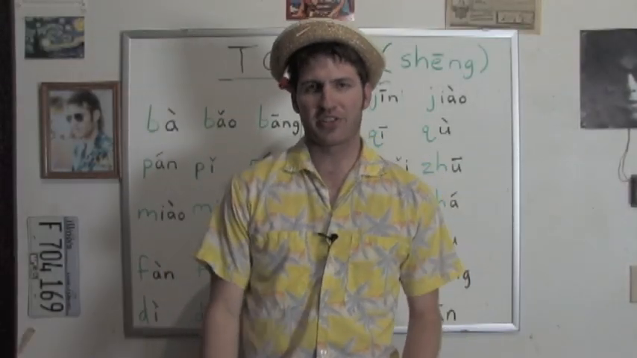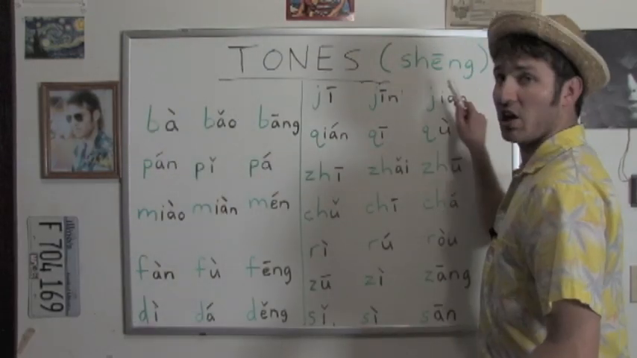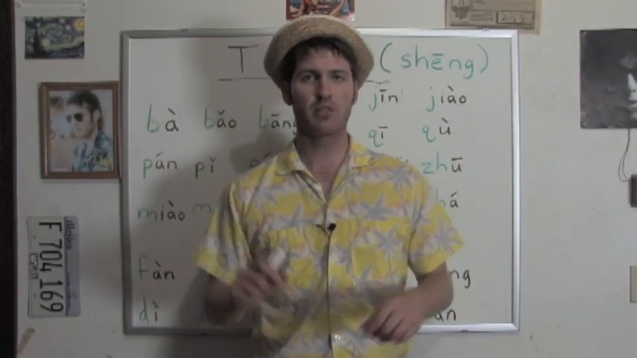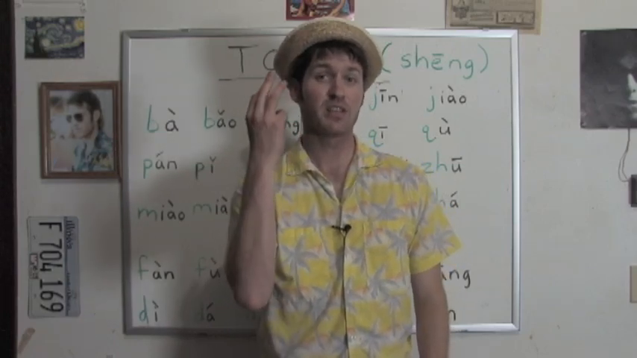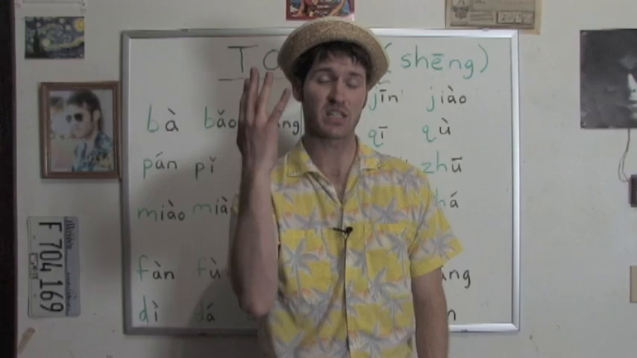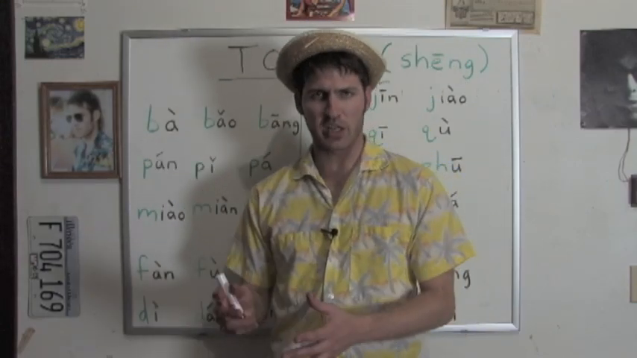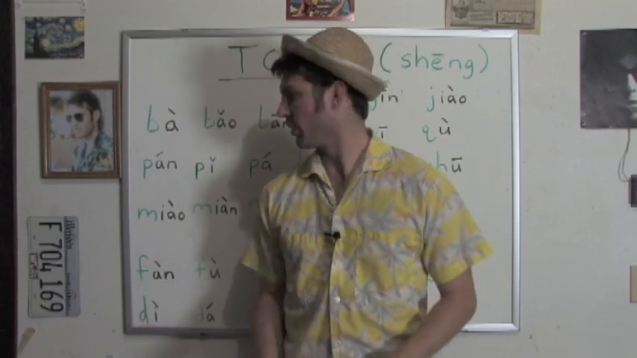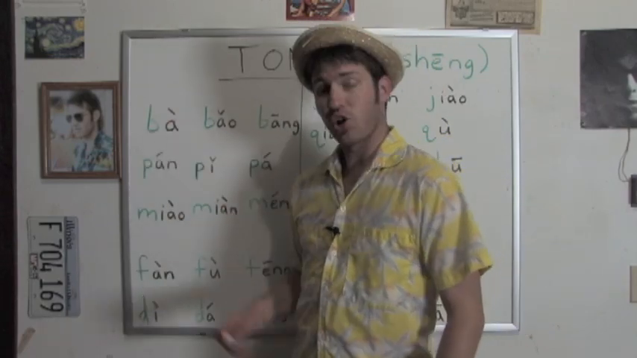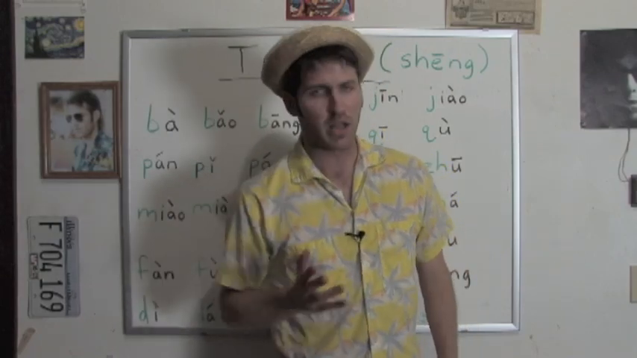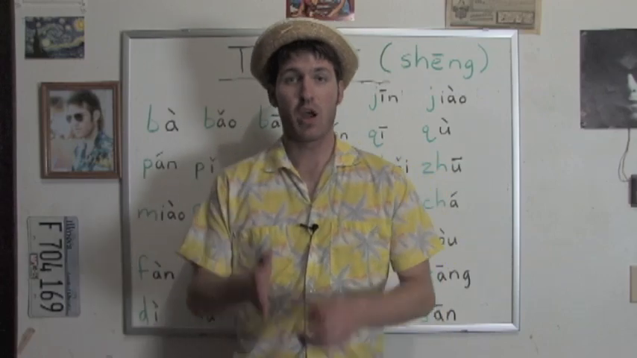Okay, here are some examples. We are going to be working with shēng tones. Shēng, yī shēng, first tone, èr shēng, second tone, sān shēng, third tone, and sì shēng, fourth tone. Here we go. Got the initials in green. You don't know them? Go back and review. Got the finals in black. Here we go. Fourth tone, bà. Third tone, bǎo.